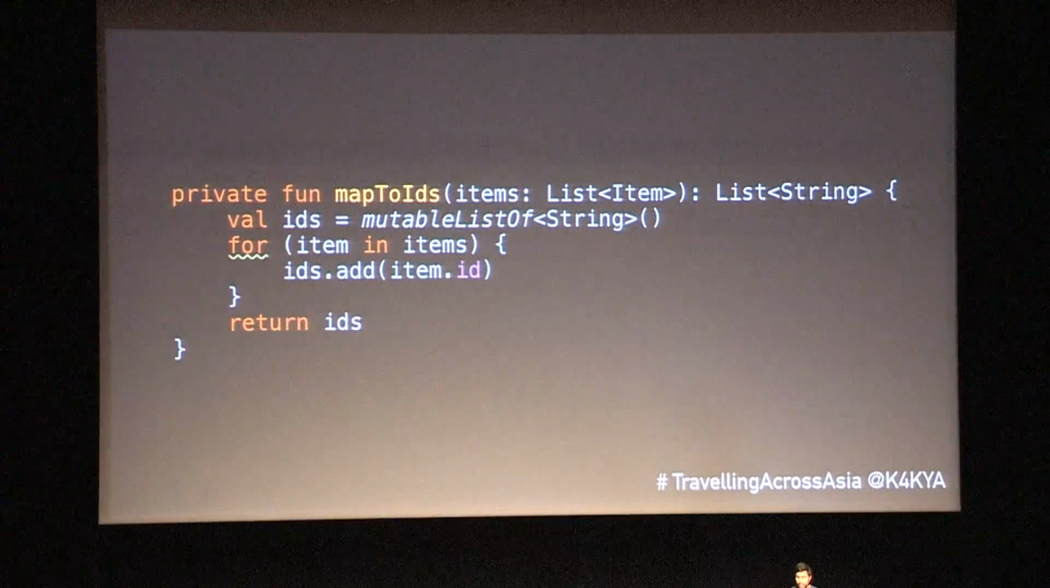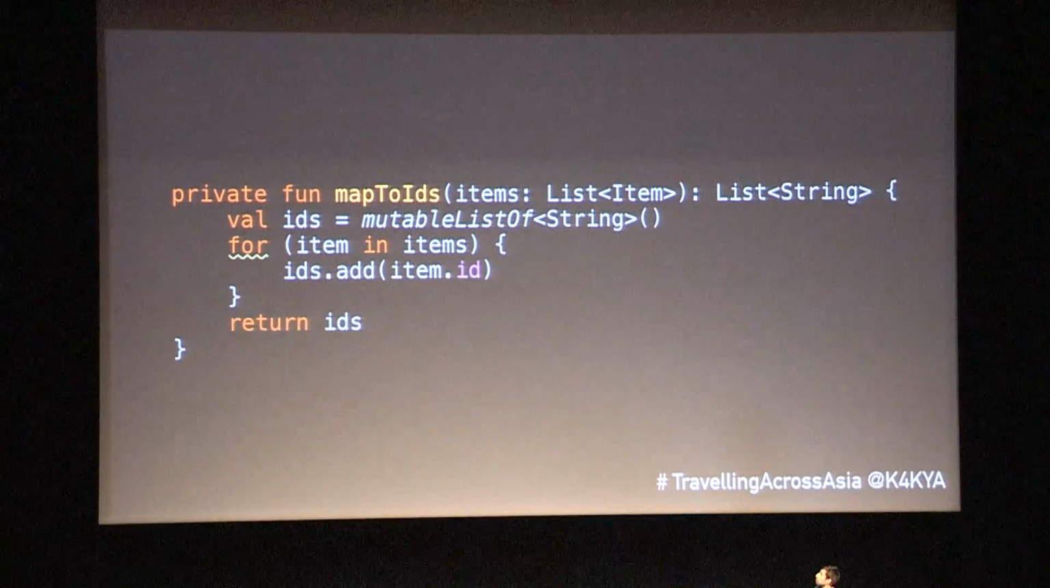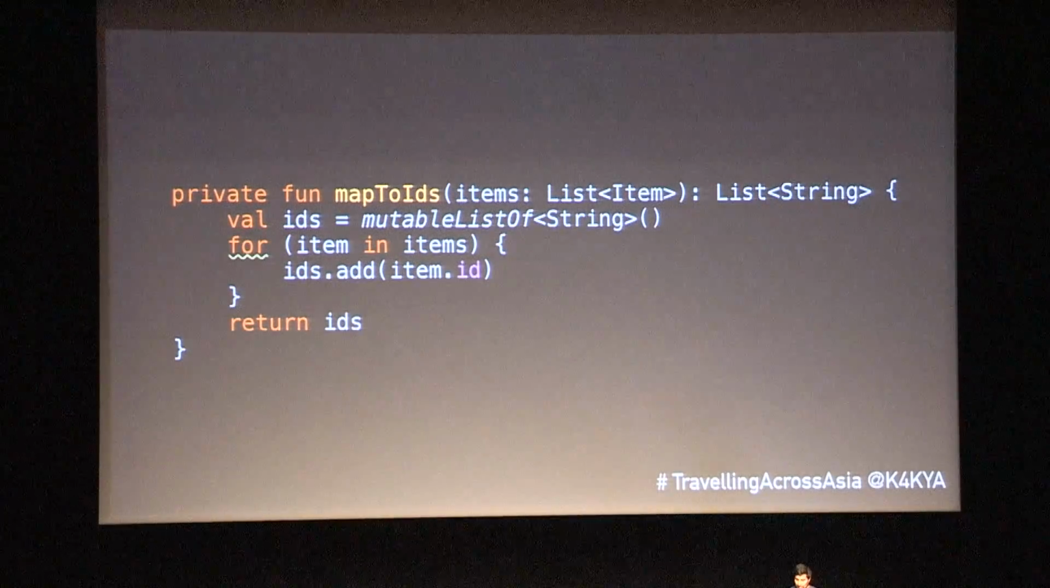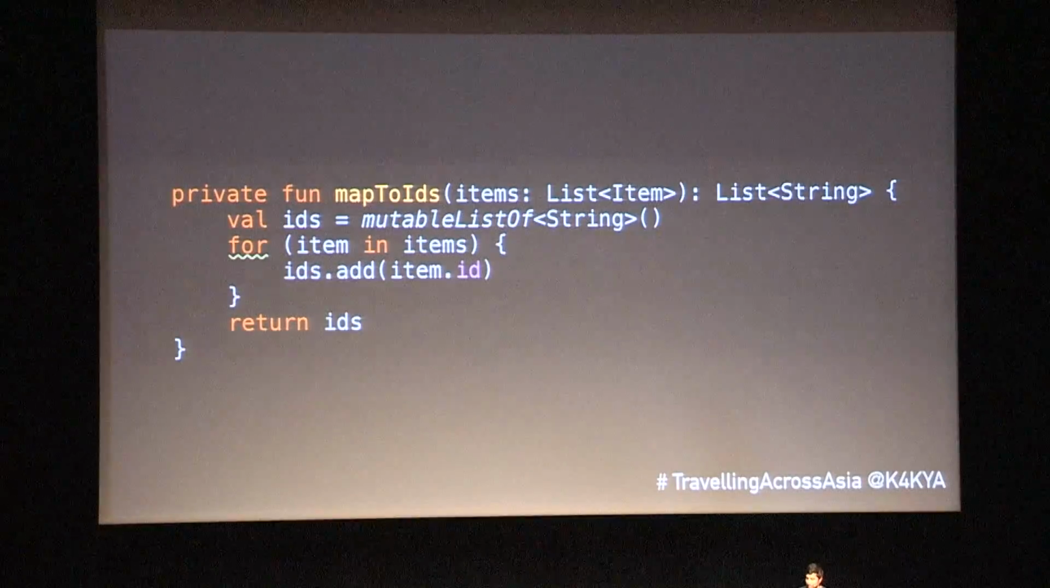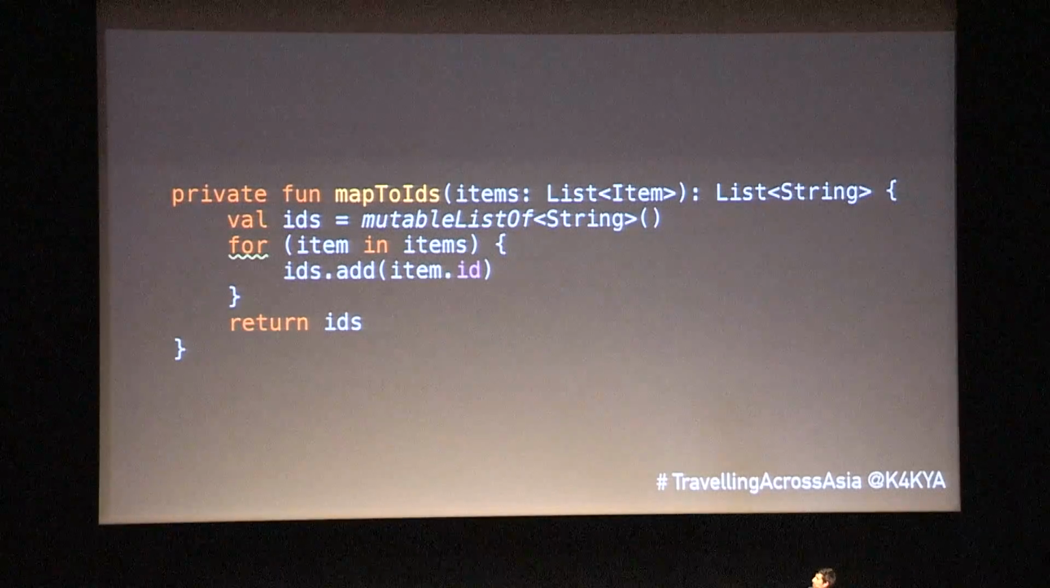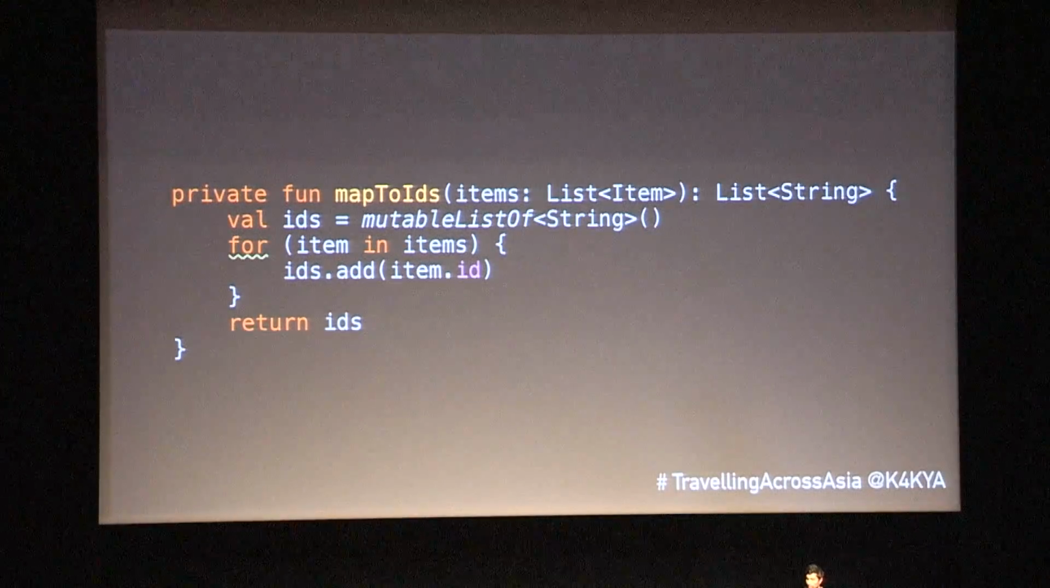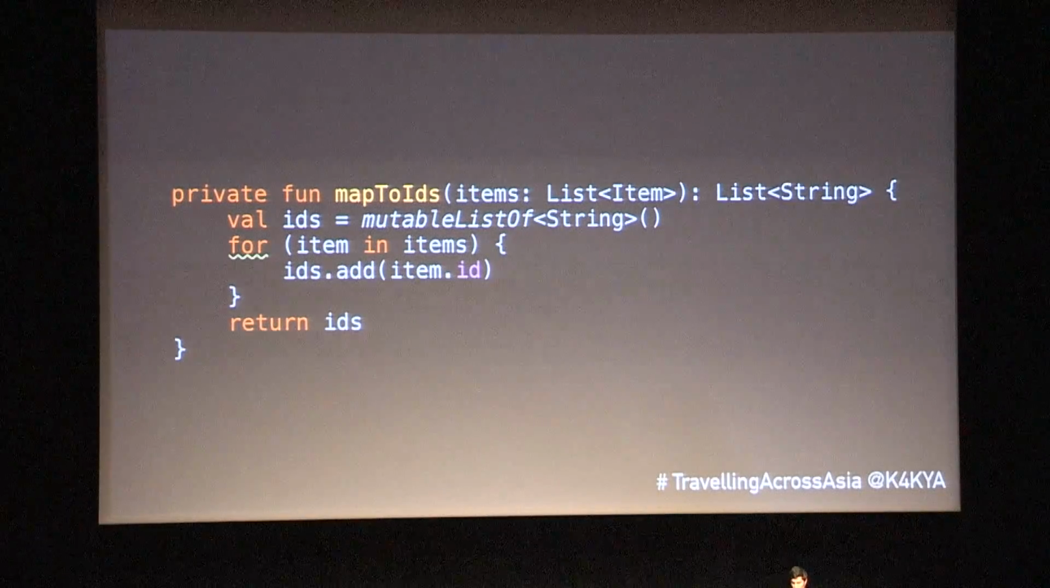So let's look at this example here. Here we've just got this function, mapping IDs, maps to IDs, takes a list of strings, and spits something out. But there's this little underline under the for loop here. So we hit Alt return.